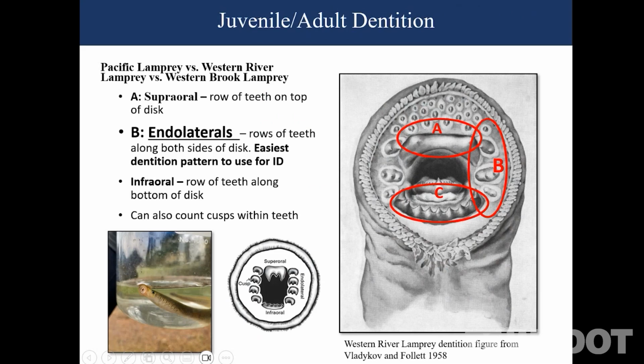So that's the larvae. For the adults and juveniles, we actually use the patterns of the teeth to identify species. The most useful teeth are the endolaterals, or the lateral teeth, those teeth on the side of the mouth. We also use the superorals, the top teeth. Those are particularly useful in the adult stage, but can be a little deceptive in the juvenile stage. That's why we stick with the endolaterals. And then you can also use the infraorals.